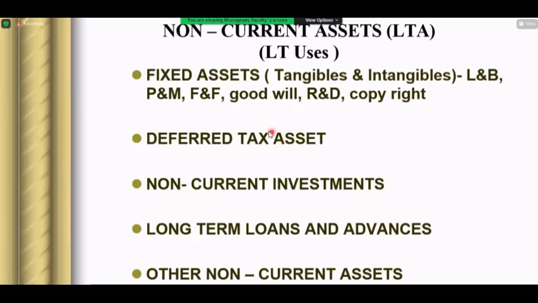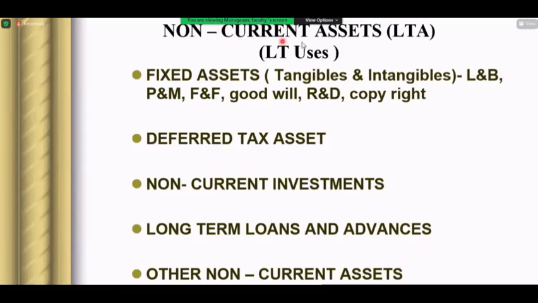Deferred tax assets. Again, it's an entry. Sometimes some units will pay excess tax, so the assessed tax will be less or the calculation will be a little different. So they are called deferred tax assets, DTA. Then non-current investment: suppose the company has promoted a sister unit and has invested something in it. That is called long-term investments. Other non-current assets mean other than those classified. So all this will come under NCA.